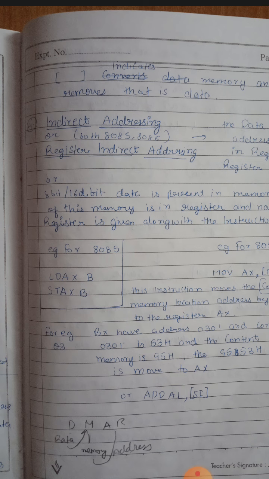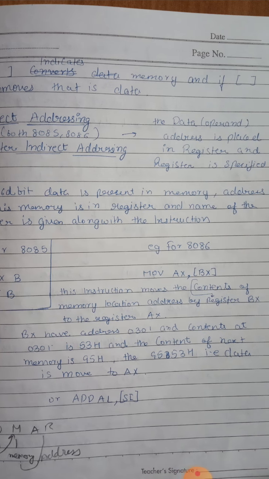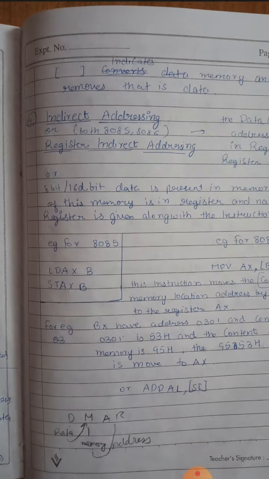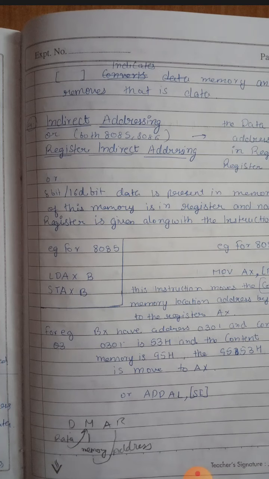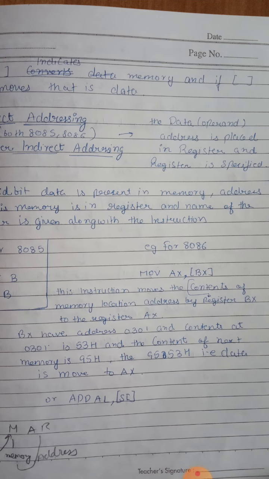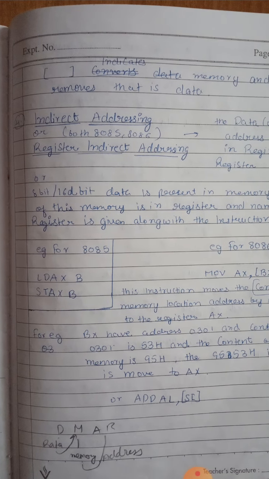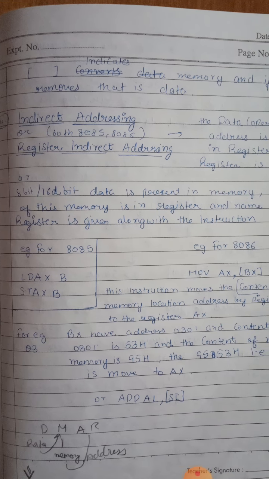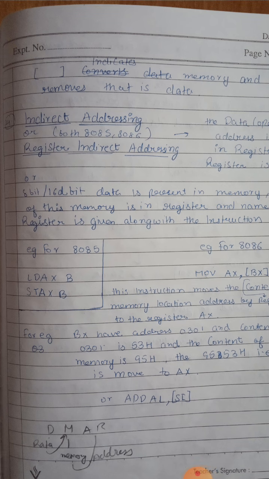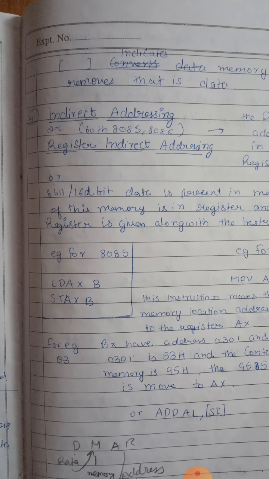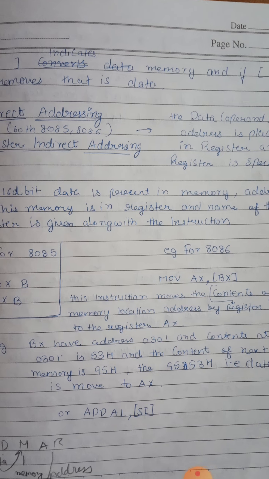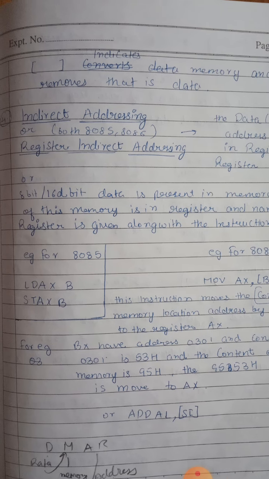Let's move to indirect addressing. In indirect addressing mode, the operand address is placed in a register, and the register is specified. The 8-bit or 16-bit data is present in memory, the address of this memory is in the register, and the name of the register is given along with the instruction. For example, for 8085, LDAX B, and for 8086, MOV AX, [BX].